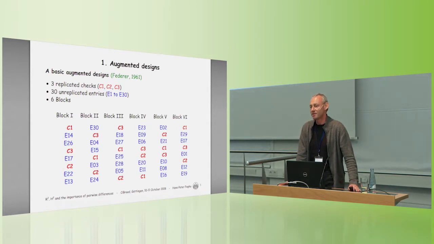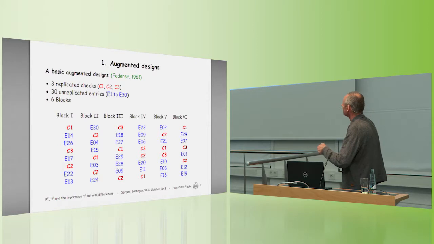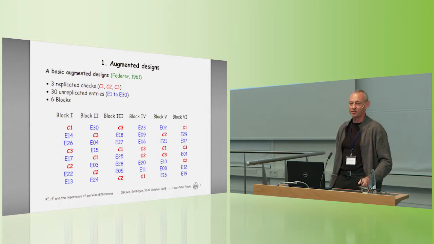Here is an example of a design that's used in early generations when the number of seeds is so limited that you can't afford to do replications for the entries of interest. And so what you can do is do a replicated design for a few checks. So in this simple example, there are complete blocks with respect to the checks, and there are 6 complete blocks. And then you fill up the blocks, you augment the blocks with unreplicated entries.